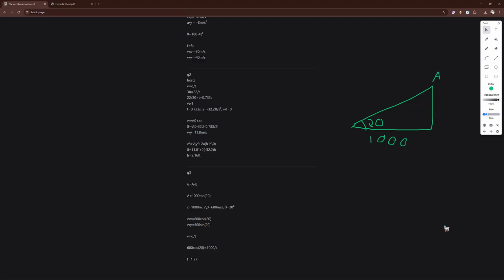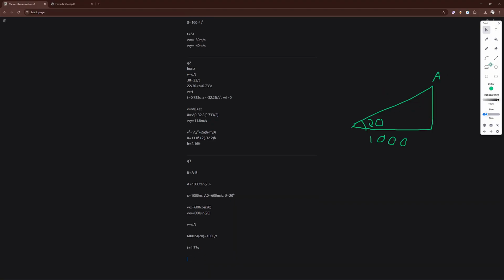1.773 seconds. Or I'll round to 1.77 because of 3 significant figures. That's your time to hit the wall. Okay, the wall is here. I should be using the other diagram, but whatever. The wall is here. The bullet's curving like this. It takes 1.77 seconds to travel this 1,000 meters.